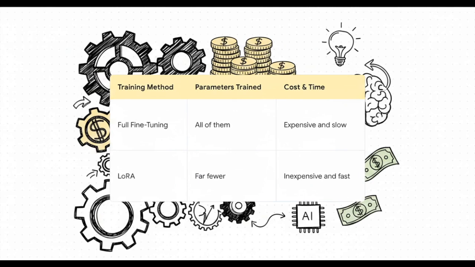Full fine-tuning means updating billions of parameters. It's slow, it costs a fortune. LoRA, on the other hand, trains just a tiny fraction of that. It freezes that huge original model and only trains the small new layers. It makes creating specialized AIs vastly cheaper and faster.